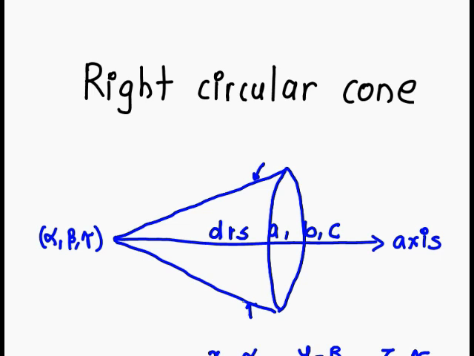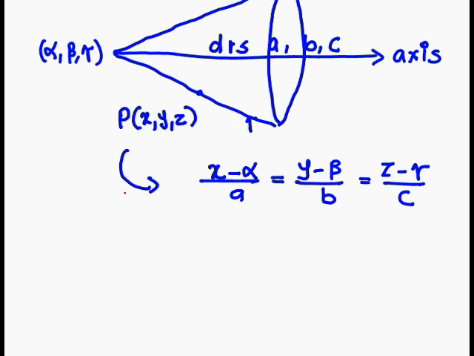Now what is the use of this generator? First of all, we observe what this x, y, z is. If you consider any point on a generator with coordinates, say P is the point x, y, z, from this we get the equation of the axis. So overall, this is our right circular cone.